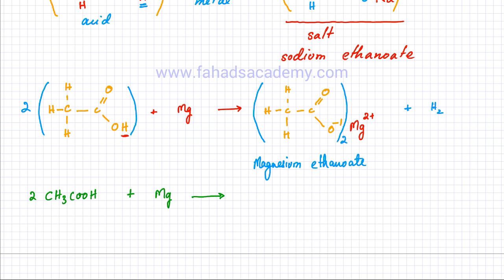which I've already drawn. I've drawn all the bonds, so I can write a compressed notation of this, and this would be CH3. This entire part is CH3, and you have COO-, and next to it there's Mg2+, and to balance the charges, there should be two ethanoate ions, plus I'll have hydrogen gas. So that's your compressed notation of writing the same reaction.